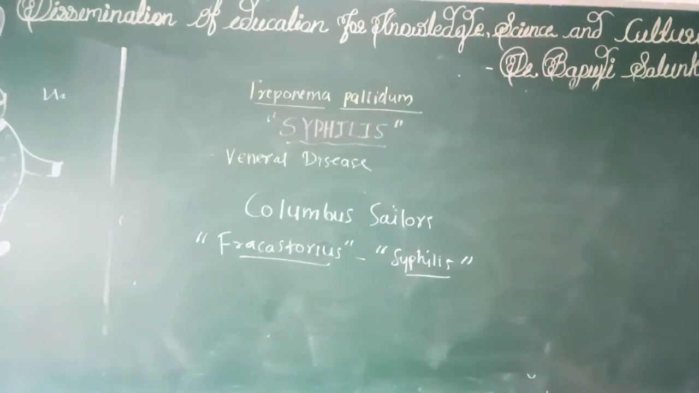Initially, the disease caused by the organism Treponema pallidum was observed in the early 16th century in the monkeys in Africa. This organism was first observed in the monkeys in Africa.